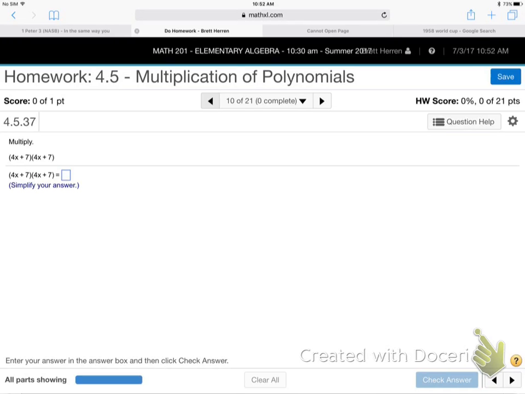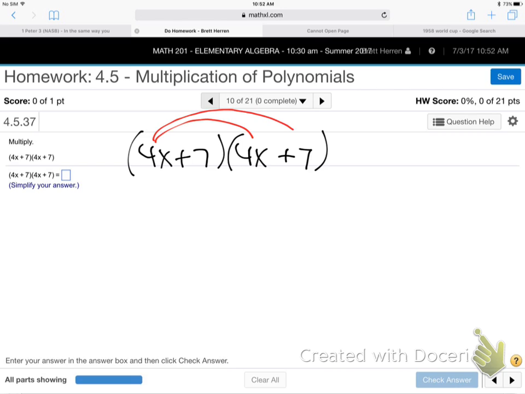Okay, so let's try, here's my video again. 4x plus 7 times 4x plus 7. So try that one. So it's double distribution. The 4x goes first. He goes to both the other two. And then the 7 goes to both the other two. So the 4x will go boom, boom, to both those two.